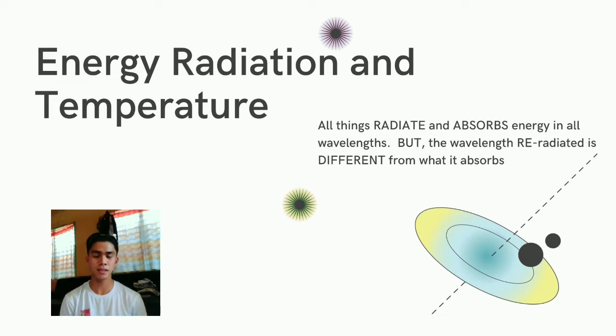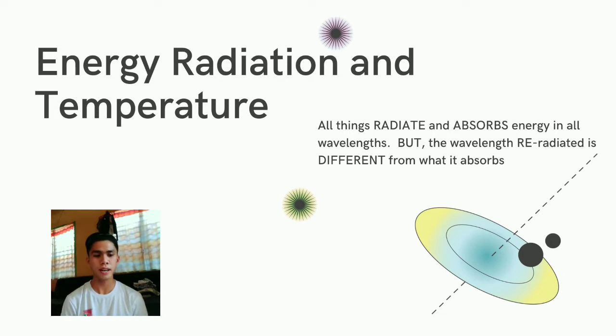So let's have again the Earth as our example. The Earth's surface is absorbing the radiation from the sun. It is in visible light wavelength. So that visible light is being absorbed by the Earth's surface. But the Earth's surface doesn't re-radiate the same radiation. It doesn't radiate visible light, but rather it radiates in a different wavelength, commonly infrared radiation. So the Earth's surface is absorbing the visible light, but it radiates infrared radiation.